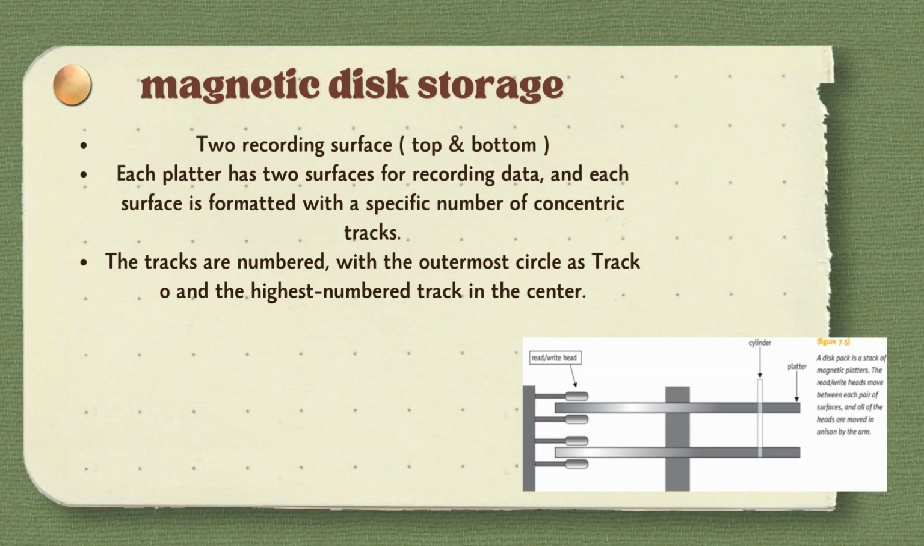Each platter has two surfaces for recording, a top and a bottom. Each surface is formatted with a specific number of concentric tracks. The tracks are numbered with the outermost circle as track 0 and the highest numbered track in the center.